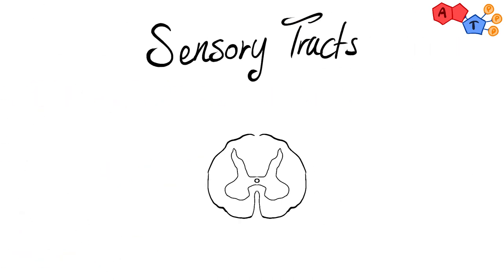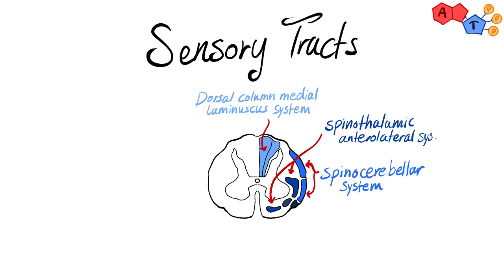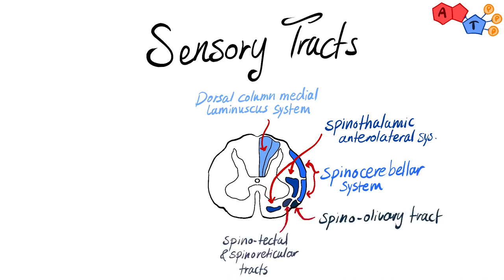Now with this solid background, let's start with the sensory tracts. We have 6 tracts on each side of the spinal cord, which are Spinothalamic anterolateral system, Dorsal column medial lemniscus system, Spinocerebellar system, Spinotectal tract, Spino-olivary tract, and Spinoreticular tract. One way to remember them is that all of them except one start with spino, since, as we mentioned, all of them carry the information from spinal cord up until the higher centers in the brain.